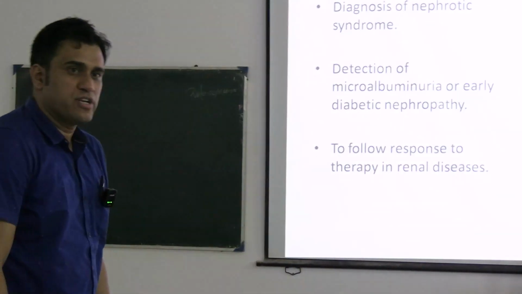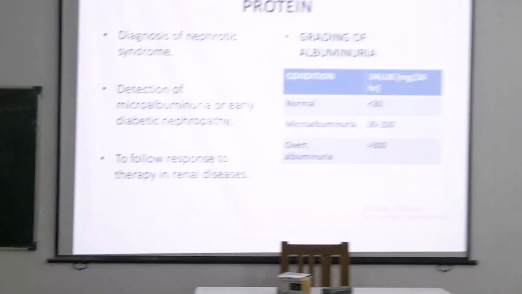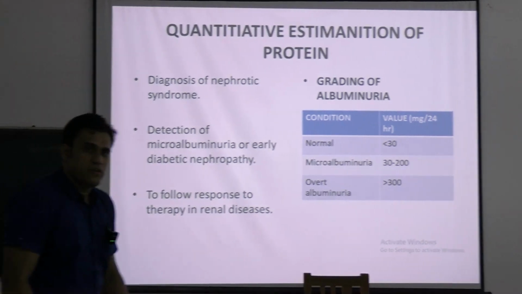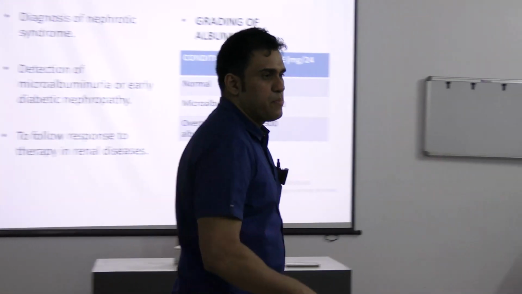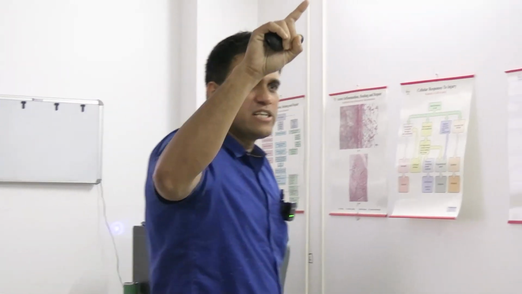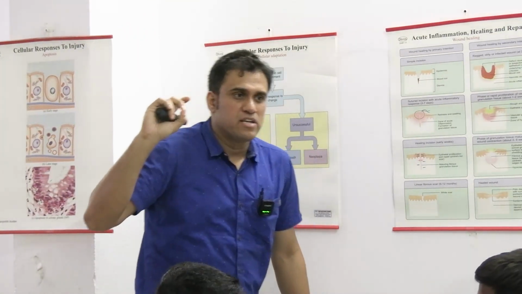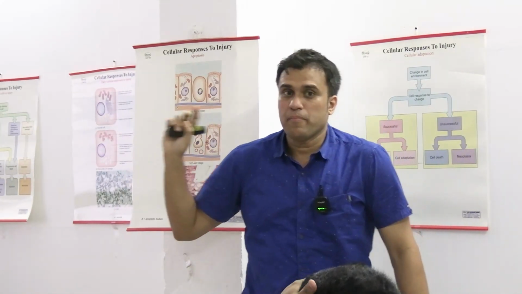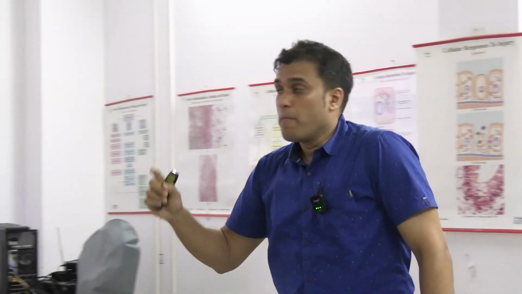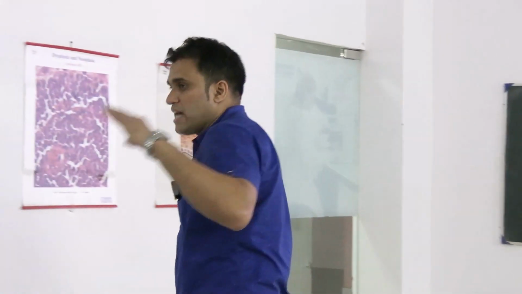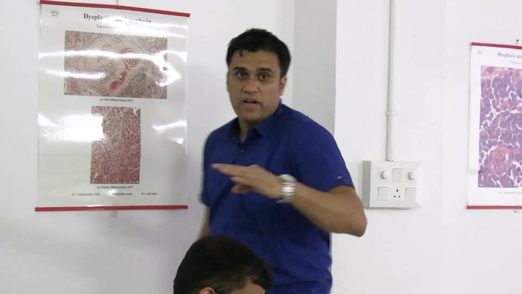How do you grade albuminuria? Normal is less than 30 milligram per 24 hours. Microalbuminuria is 30 to 200 milligram per 24 hours, that range is microalbuminuria. And overt albuminuria is more than 300 milligram per 24 hours. Okay.